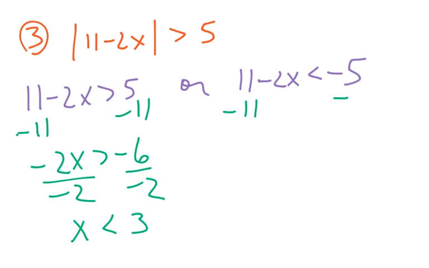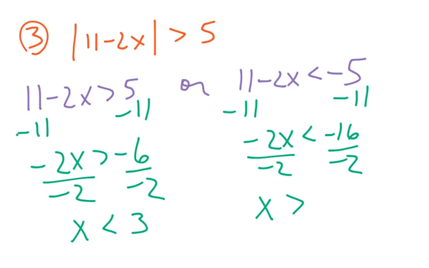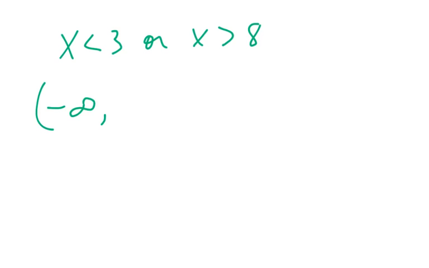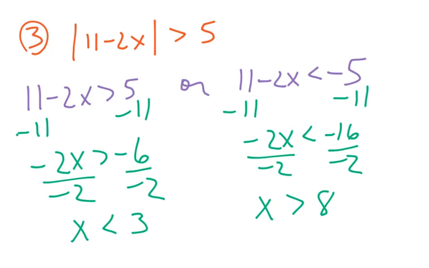All right, other side, subtract 11. Negative 2x is less than negative 16. Divide by negative 2. So x is greater than 8. So I have x is less than 3, or x is greater than 8. And the interval notation will be negative infinity to 3, or 8 to infinity. Okay? All right, moving on. Next example. I believe I'm on example number 4. Yep, I have to double check myself.